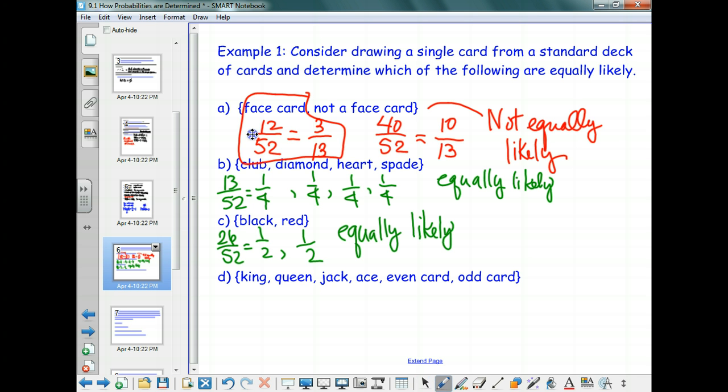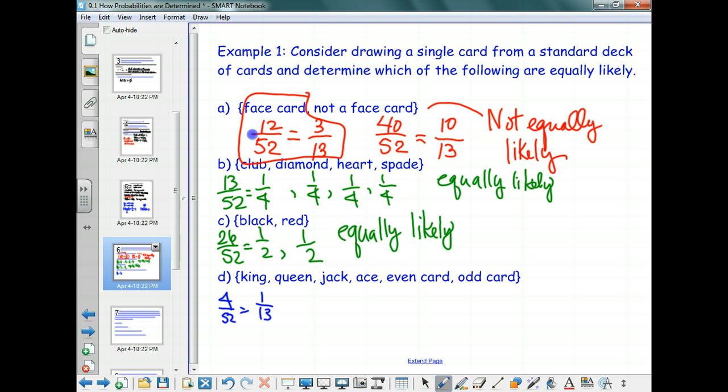All right, one more example. We're going to do these one at a time. There's several different things we're comparing on this. What's the probability that you draw a king? You can either say 4 out of 52, or what else could you do? 1 out of 13?